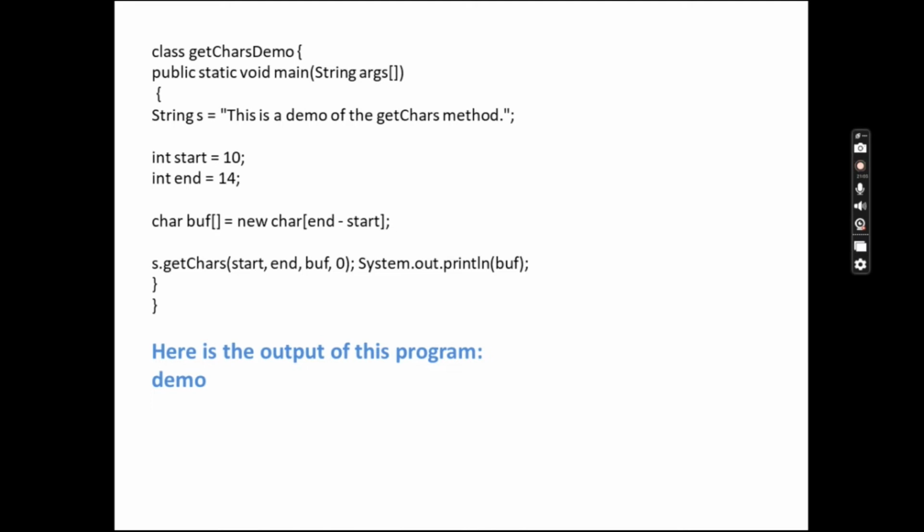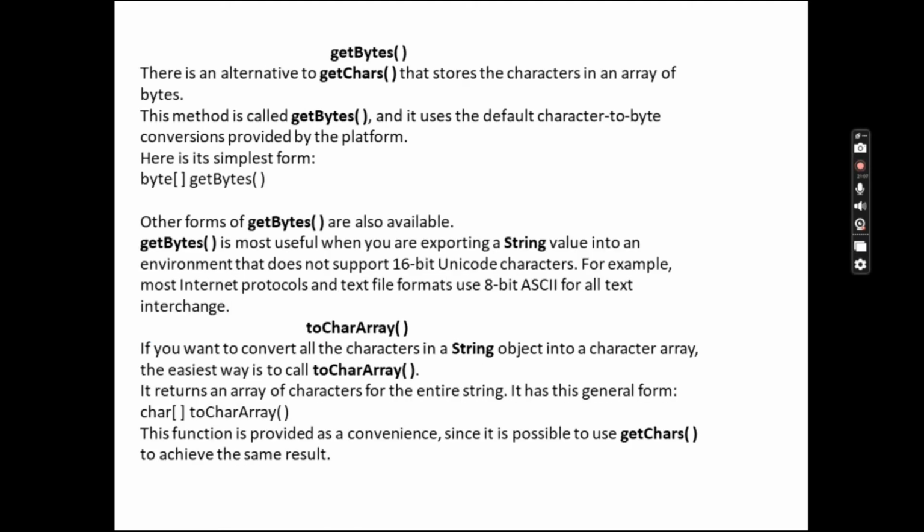What is it? Demo. getBytes. An alternative to getChars is getBytes, which stores the characters in an array of bytes. This method is called getBytes and it uses the default character to byte conversion. Simplest form: byte[] getBytes(). This is the default character to byte conversion provided by the platform. Other forms of getBytes are also available.